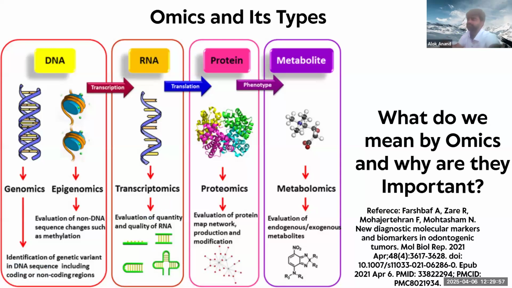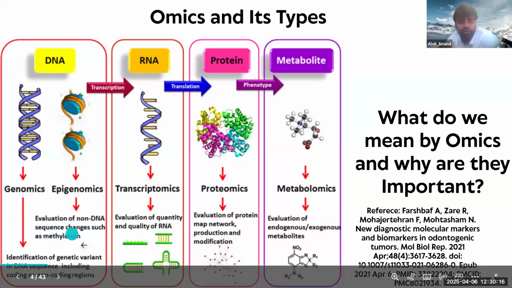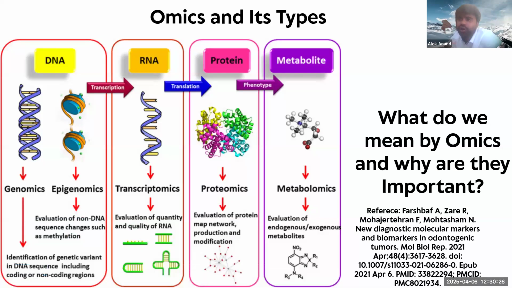You know that a number of regions are coding, a number of regions are non-coding. Why? The question is why, basically. You need to ask. Then epigenomics, that is above the genomic level data. It helps you to evaluate non-DNA-sequence changes such as methylation. So these are not going to happen in the DNA sequence itself, basically. They affect or act from outside, basically.